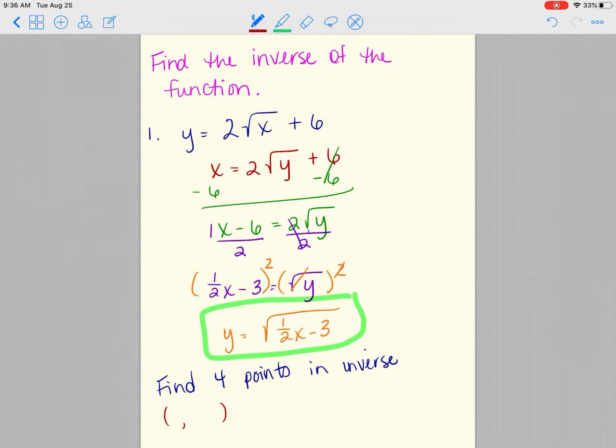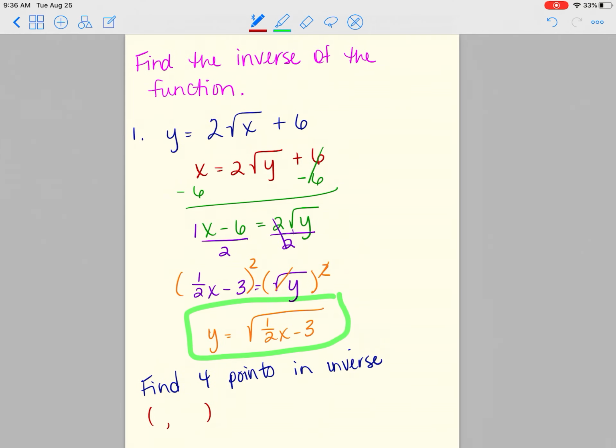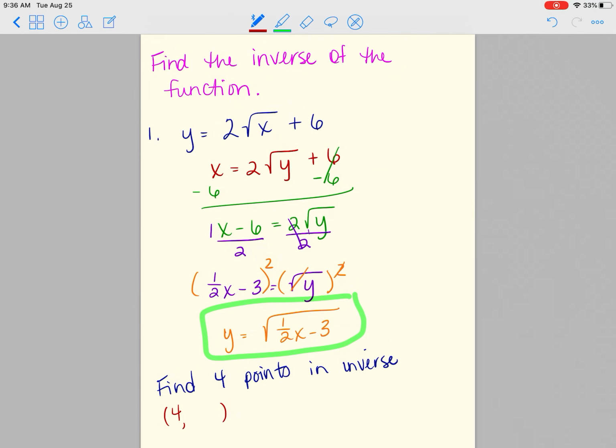Let's see. What if I use 4? And some of these you're just going to do some trial and error. If I use 4, half of 4 is 2. 2 minus 3 is -1. That still isn't going to work because that's still an imaginary number. So let's keep going up.